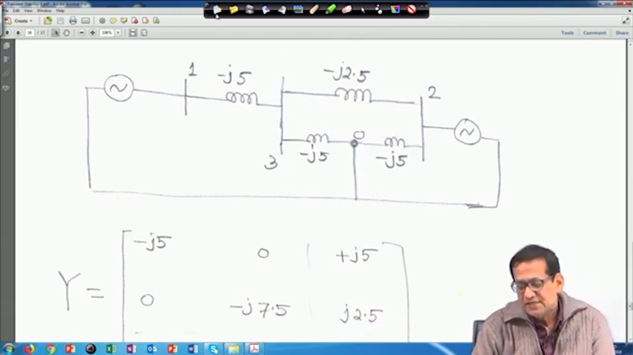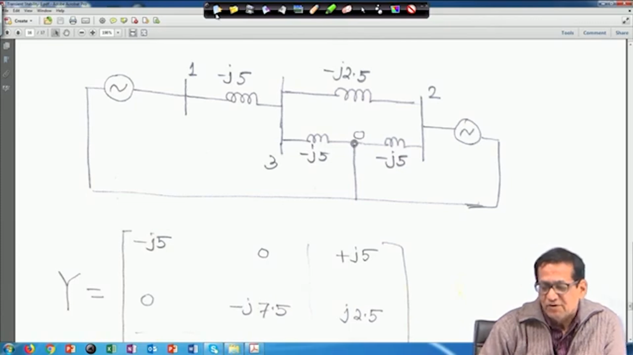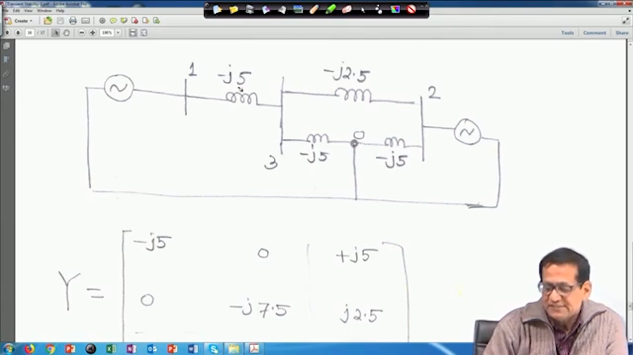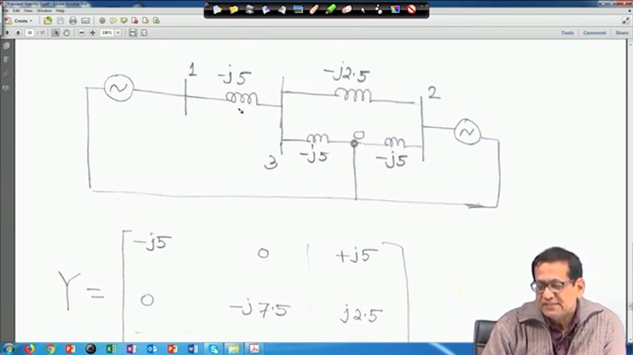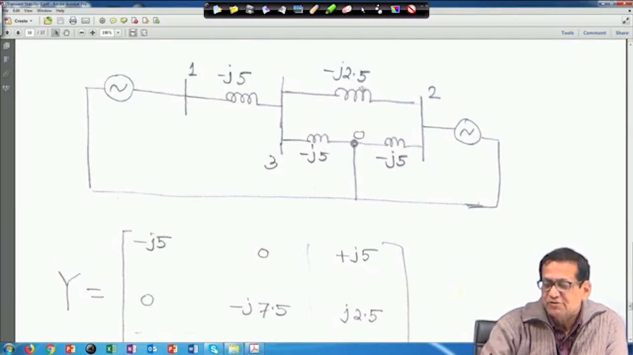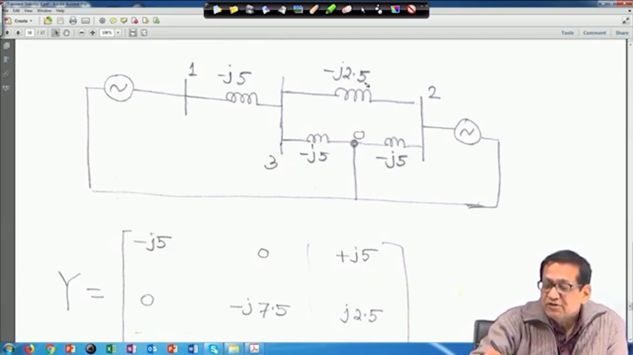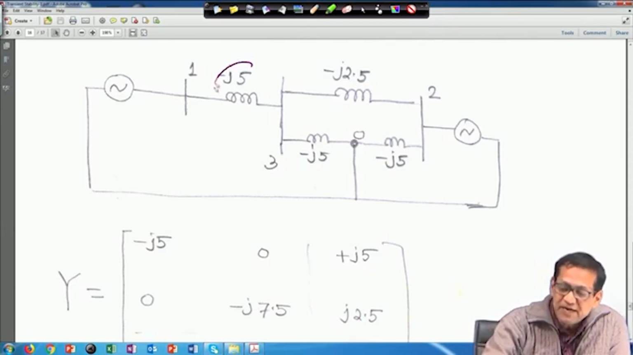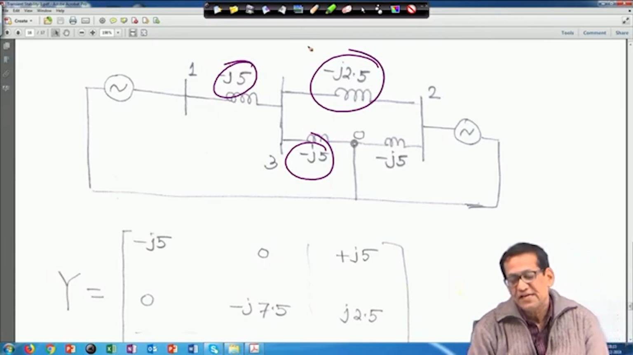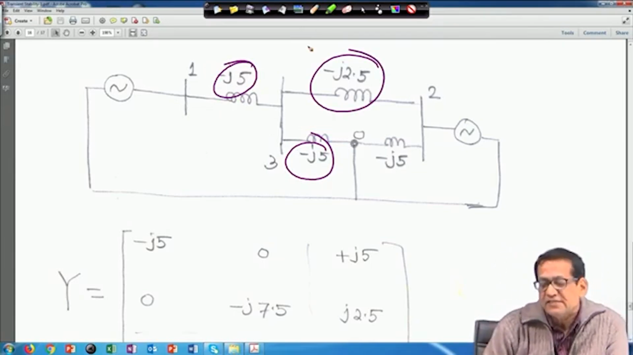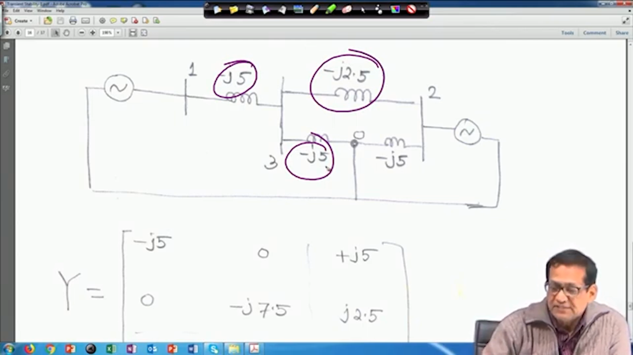Similarly, Y31 is plus j5 because it is a symmetric matrix. Then Y32, same philosophy, Y23 is equal to Y32, it will be j2.5. And when it comes to Y33, this one will be added, this one will be added, and this one will be added. In that case it will become minus j12.5, because of minus j5 and minus j2.5.